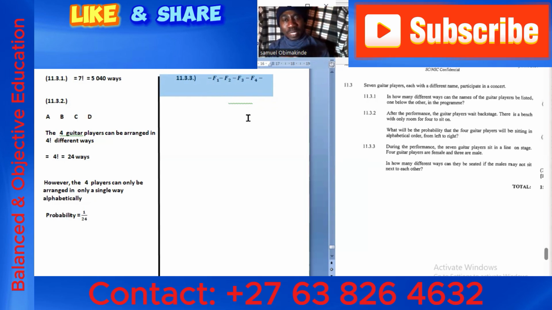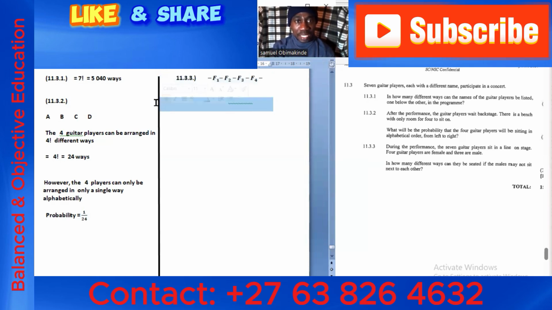Now, what we can do here, based on this representation, and this representation will go a long way to help us to solve this question. We can look at the number of ways these 4 females can be arranged. We have 4 females, right? They can be arranged in 4 factorial ways. We have seen 4 factorials before. So 4 factorial will be equal to 24. So these females can be arranged in 24 ways.